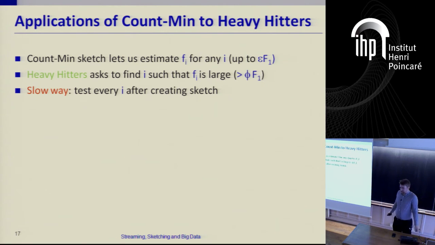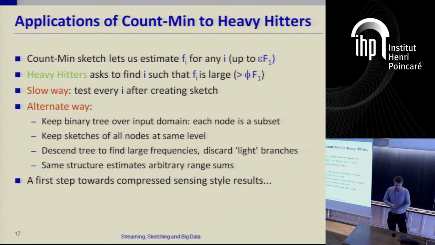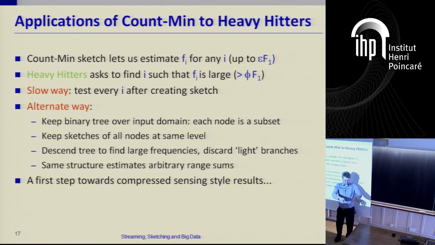But that's kind of slow. If my universe was potentially unbounded, then it's going to be slow to find all those heavy elements. So you can start thinking about plugging this kind of sketch into a more complex data structure. The simplest thing you might do is think about some kind of notional binary tree over the input domain. Every node corresponds to a subset of the universe. And then you can have a sketch corresponding to each level of this tree. At the leaf level, you have exactly the sketch we've built before.